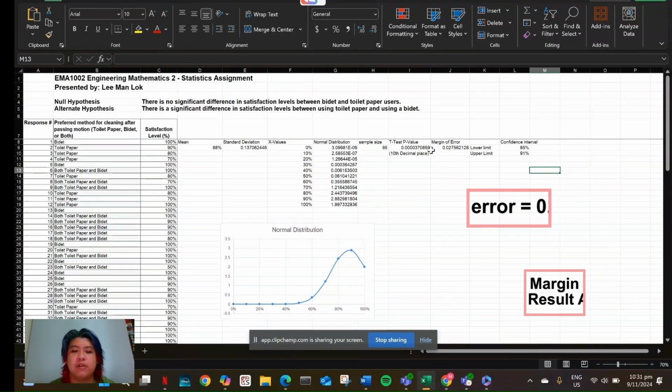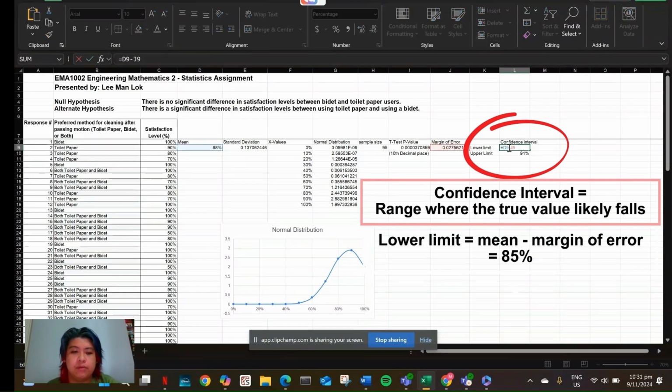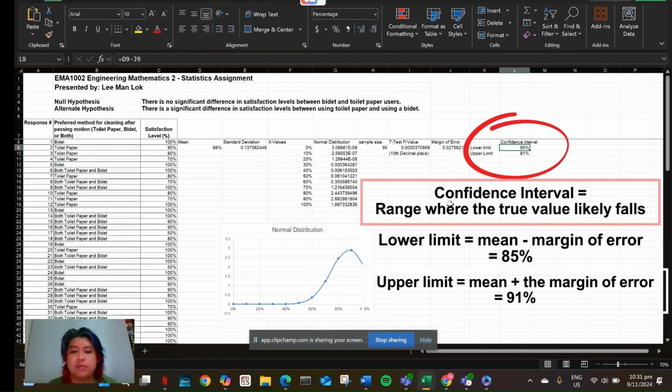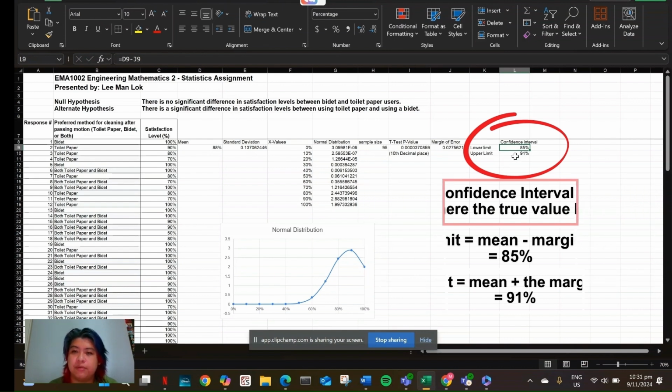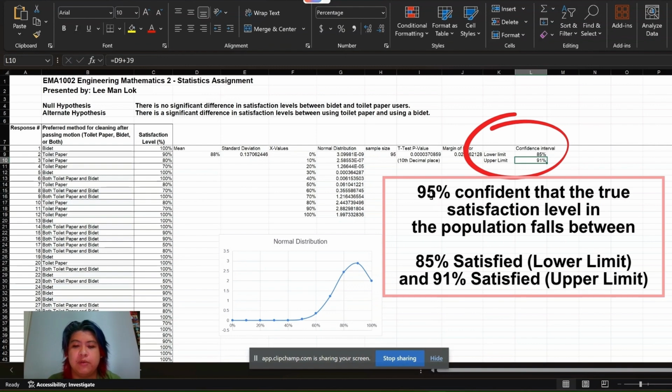After finding my margin of error, I use the values to calculate my confidence interval. For the lower limit, I use the mean minus the margin of error, and for the upper limit, I use the mean plus the margin of error. The purpose of calculating the confidence interval is to provide a range that is likely to contain the true satisfaction levels. This range helps us understand how accurate our sample results are and shows the level of uncertainty in our estimates.